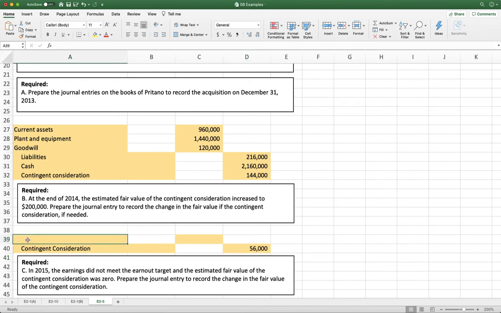Now, the offset to this is going to be either a gain or a loss. So in this case, because we're increasing the amount of liability we might have to pay, that's going to be a loss. So we're going to record a loss from contingent consideration.